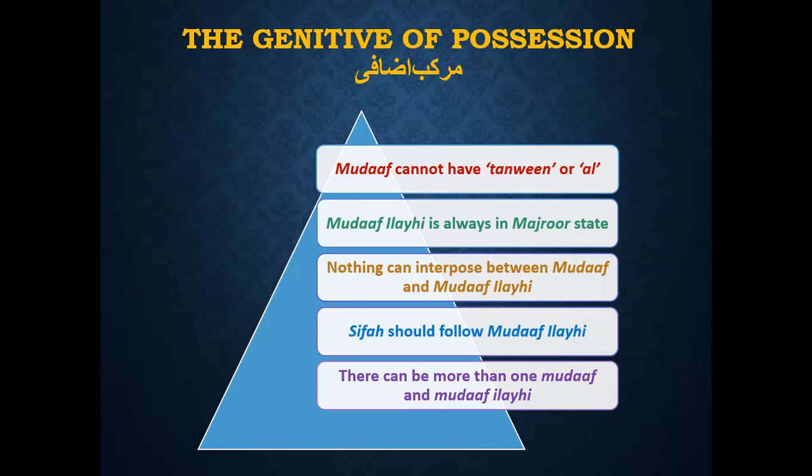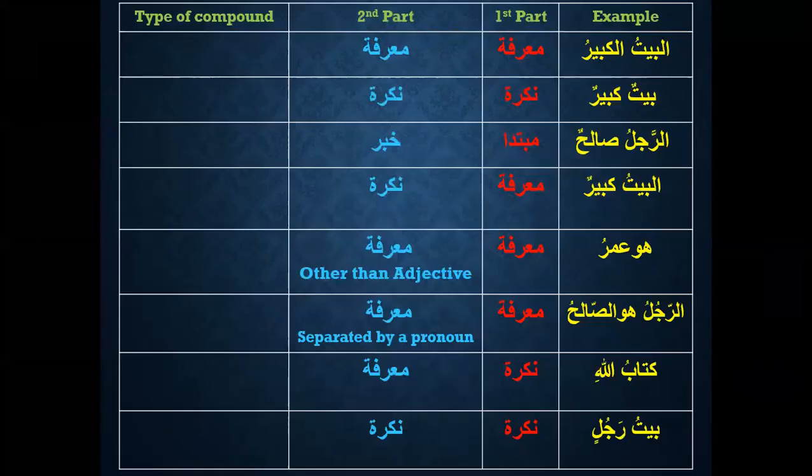Okay. And then mudafilay is always in majrur state, which is genitive state. Mudafilay is always in genitive state, majrur. You cannot put anything in between the mudaf and mudafilay. If there was a sifa, a description of the mudaf, it should go after the mudafilay. And there could be more than one mudaf and mudafilay. Okay, let's look at some of the examples of the compounds.